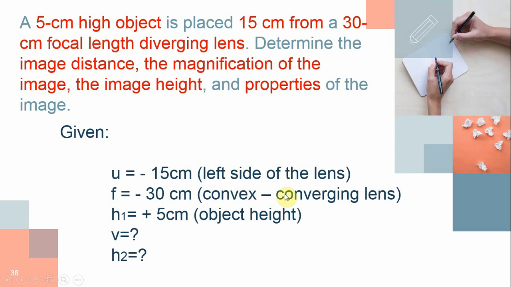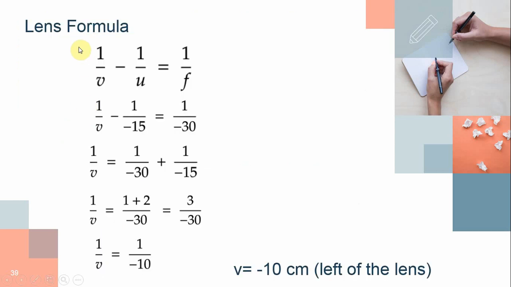Here I just wrongly typed that this is a diverging lens. So now we find the values of v and h2, that means the image distance and the size of the image. Now we use the lens formula, 1 by v minus 1 by u is equal to 1 by f. Now substitute the values of u and f. After substituting, we take the LCM. After that we get 1 by v is equal to 1 plus 2 by minus 30, which is 3 by minus 30. Dividing by 3, we get 1 by v is equal to 1 by minus 10. So finally we get the value of v is equal to minus 10 centimeter.